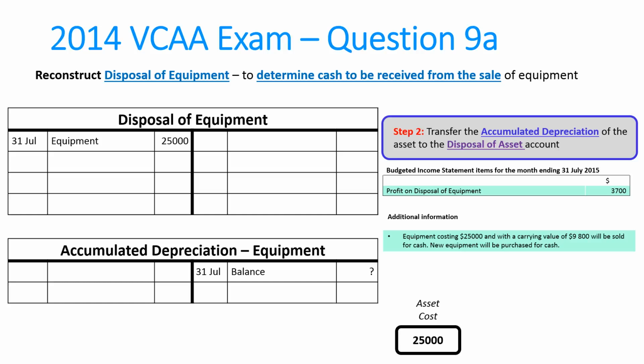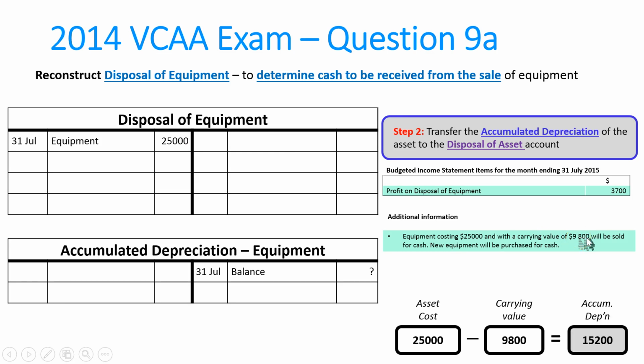If that asset costs 25, I'm also told here that the carrying value is 9,800. Well, that must mean I've depreciated a total of 15,200. So over here in accumulated depreciation, there will be an amount as a credit of 15,200. Step 2 says what I'm going to do is get rid of that, shut it down, and send it to the disposal of equipment account.